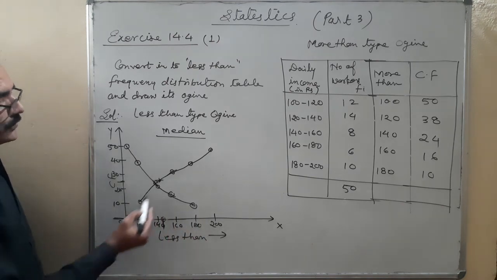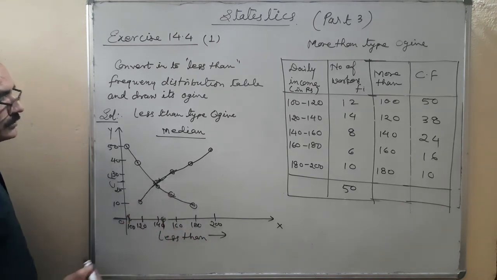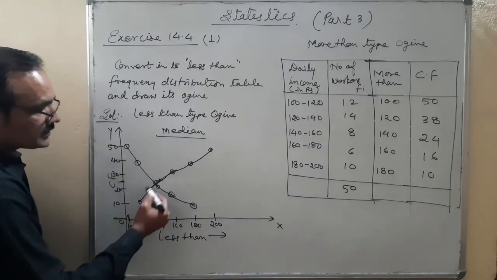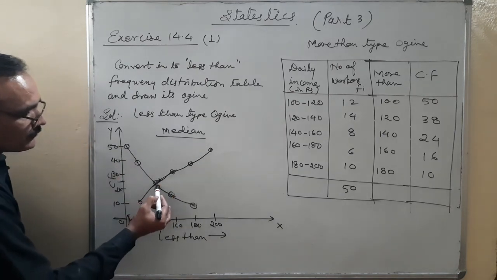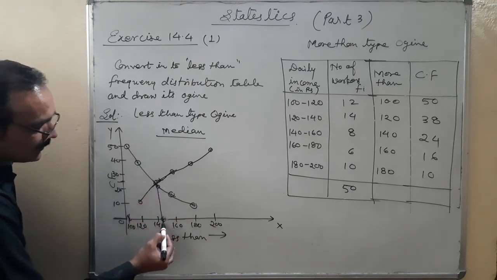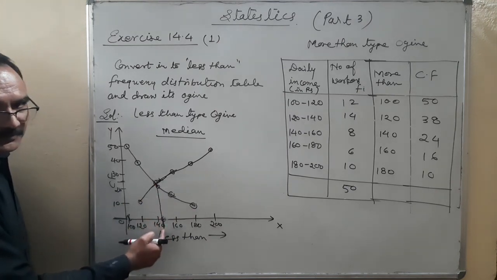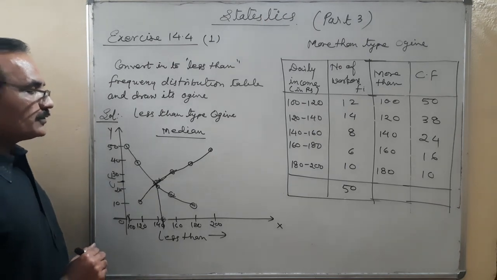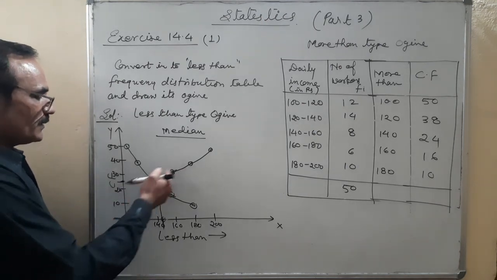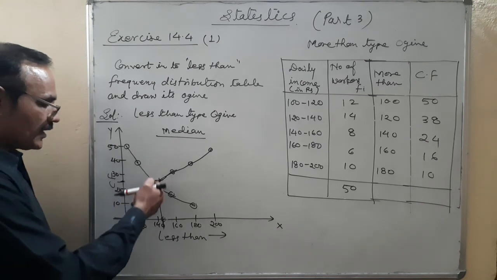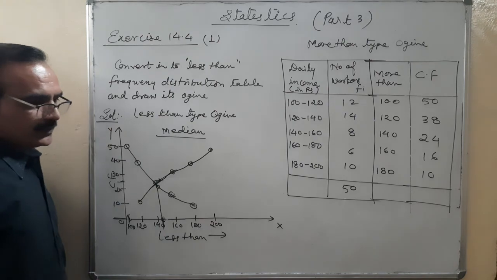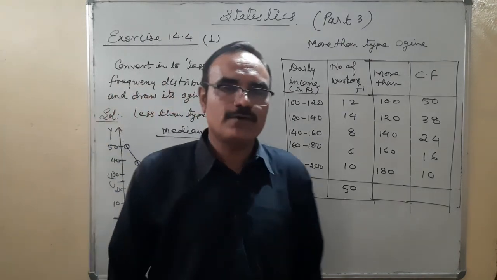and you can see the point where both ogives are intersecting, one is this more than type and this is less than type. This is the point. Through this point, if you draw one perpendicular, it is a median. So with the help of the more than type and less than type ogives, if you want to find the median, at the point where both ogives intersect, you have to draw a perpendicular on the x-axis. This point is the median point, that means the value of the median.